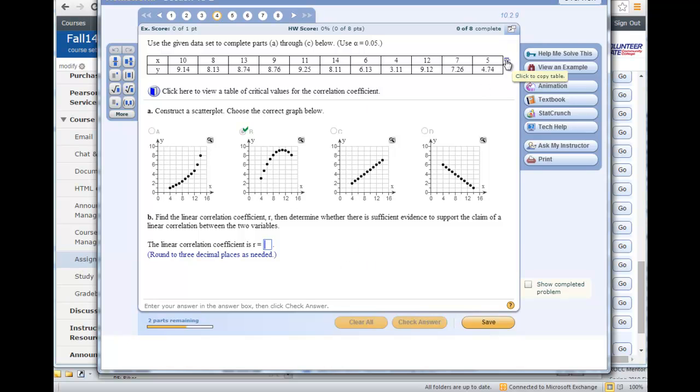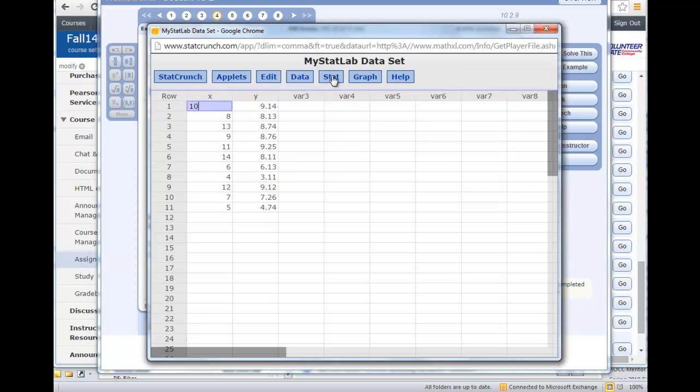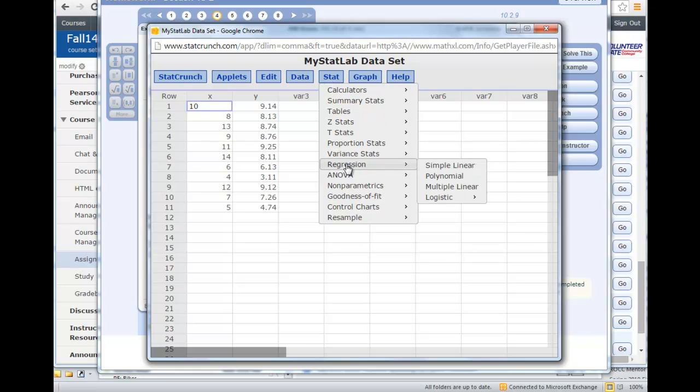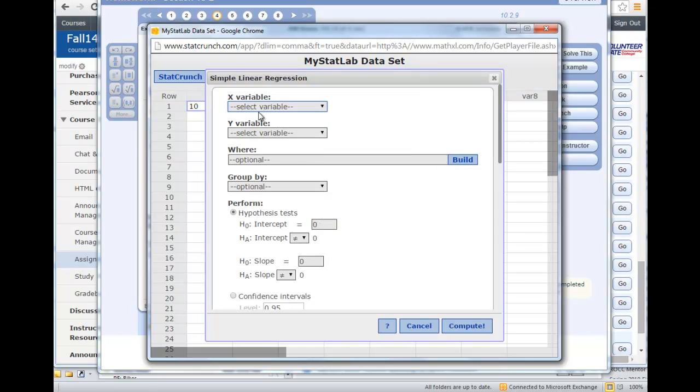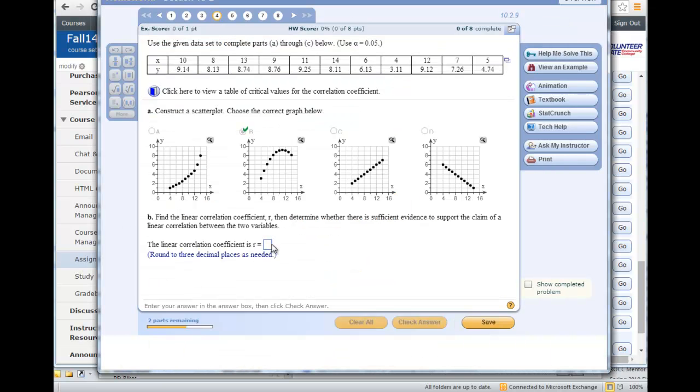So we'll open this in StatCrunch again, and we can click Stat, Regression, Simple Linear. Again, select X and Y, match them up, and click Compute. And we find R here at 0.817 if we round to 3 decimal places. This is the correlation coefficient and gives us an idea of the direction and strength of the relationship.